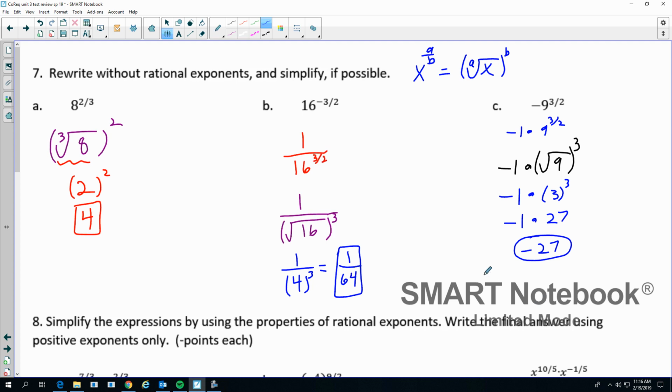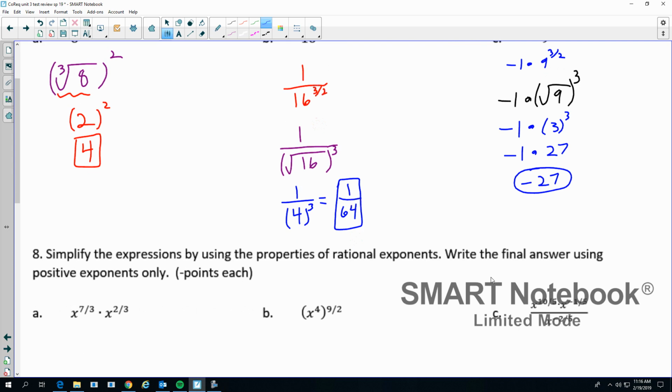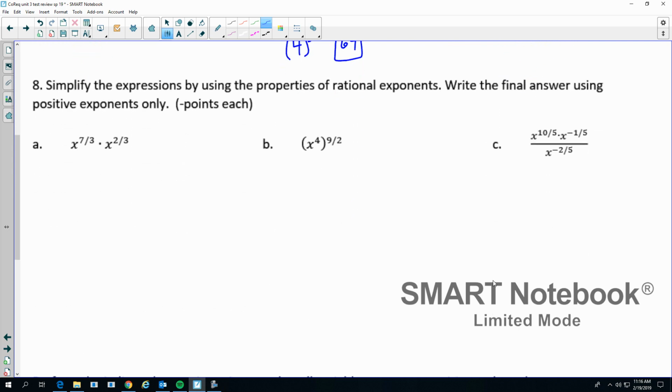All right, so that's that part. As I come down, you can see from the directions, I lifted this straight from the exam. Obviously I changed some of the numbers, but really this is basically what you can expect on the exam. So simplify the expressions using properties of rational exponents, okay? Write the final answer using positive exponents only. You've done this before, you just haven't done it with fractions until this unit.